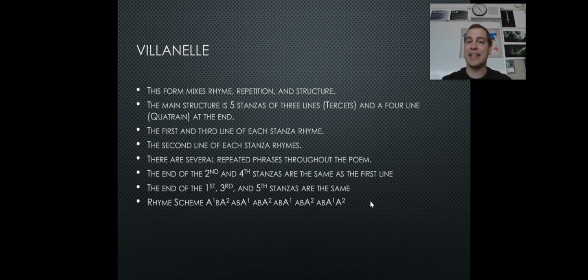It has 5 stanzas of 3 lines called tercets, and a 4-line quatrain at the end. The first and third line of each stanza rhyme, and the second line of every single stanza rhymes with the second line of every single stanza. There are several repeated phrases throughout the poem, and the end of the second and the fourth stanzas are the same as the first line of the poem, and the end of the first, third, and fifth stanzas are the same. And so it ends up making this rhyme scheme where it's ABA every time.